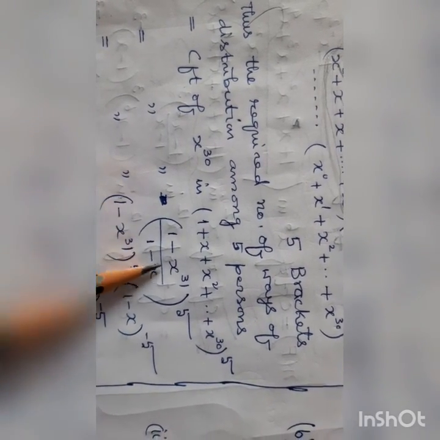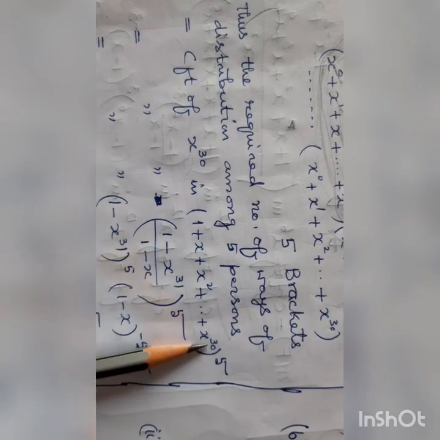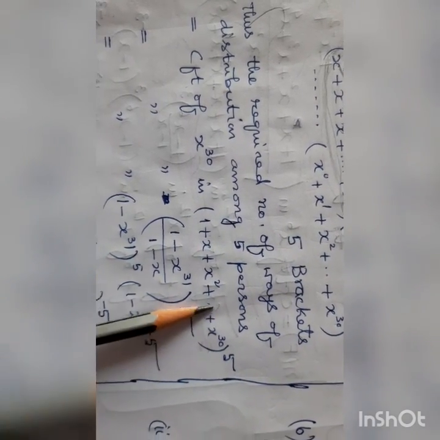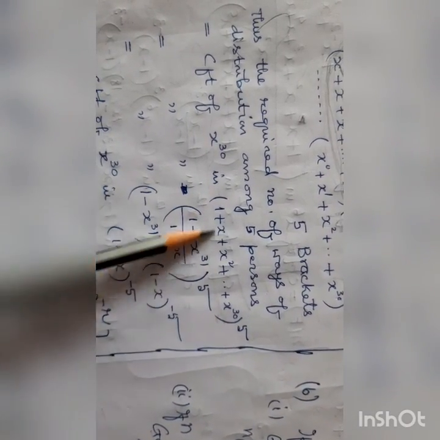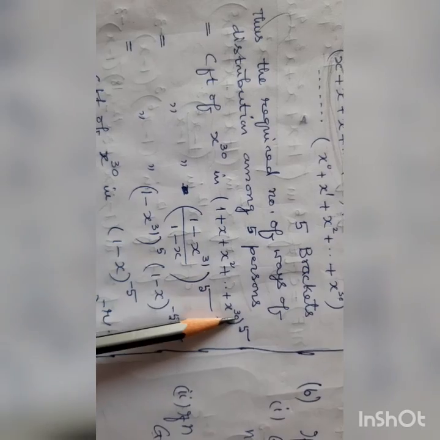Now we are going to change into binomial. Coefficient of x power 30 in (1 minus x power 31) by (1 minus x). This can be written as (1 minus x power 31) by (1 minus x) whole power 5. So this is nothing but (1 minus x power 31) whole power 5, (1 minus x) whole power minus 5.